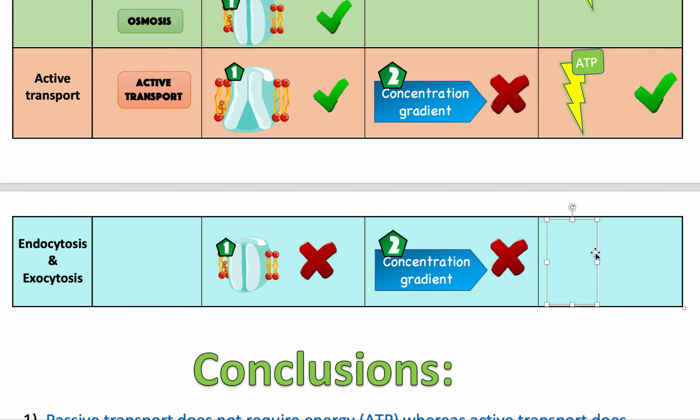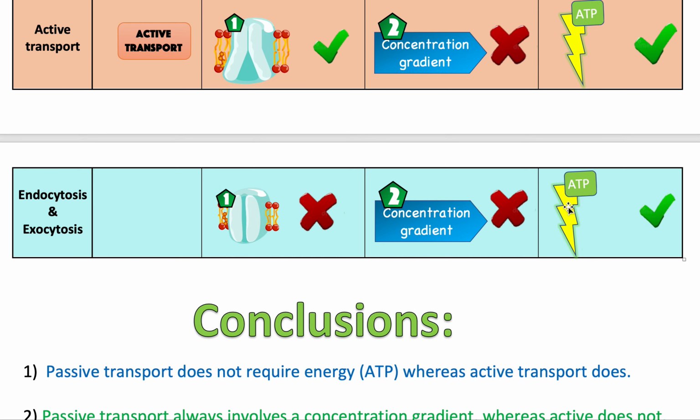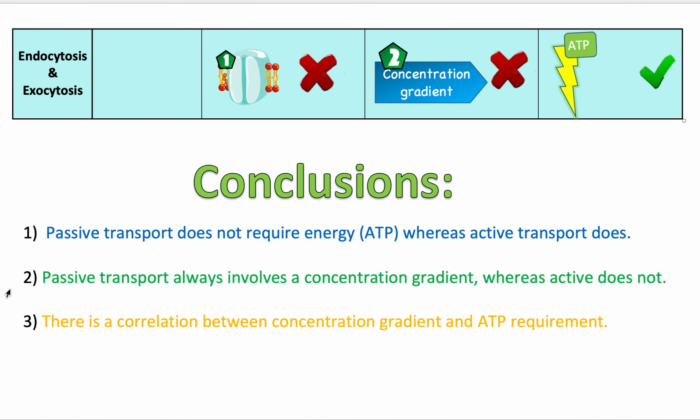And so this one also needs ATP. The membrane doesn't eat or make this motion of engulfing something without energy. It needs energy to make that happen. It needs ATP to make the cell be able to do that. So right here are some conclusions that you can read. And really, that's it for what you need to know.